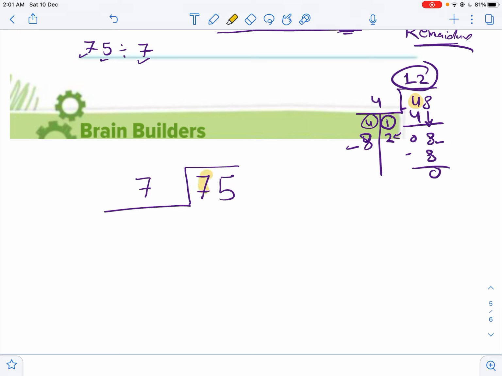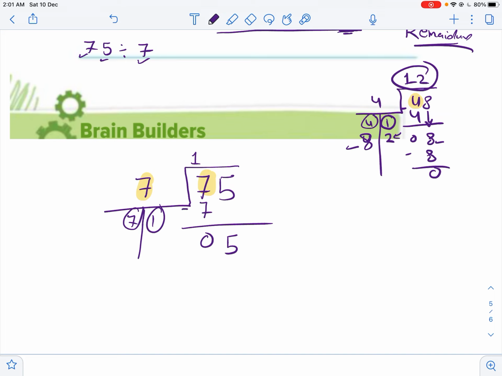Now we take the first number, the 7. It's equal to the 7 here. So we know that 1 times 7 is 7. So we will write the 7 here. And the hero was the 1. Next we subtract, 0. And we bring the 5 down. Now we can't take the 5. We can't find it in the times table of the number 7 because it's just not there. It's smaller than the 7.